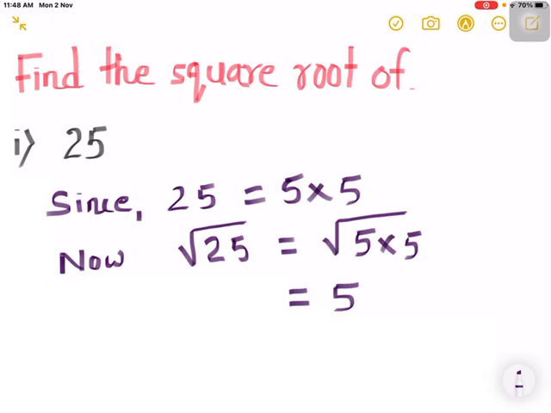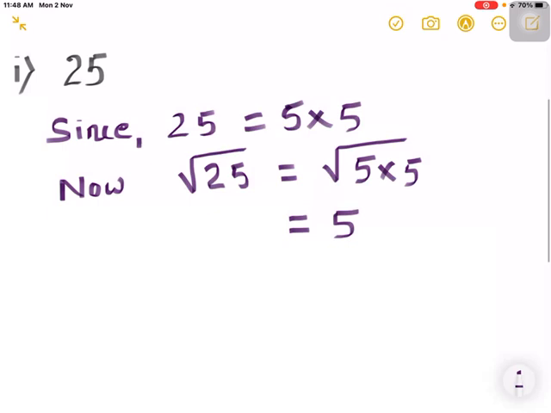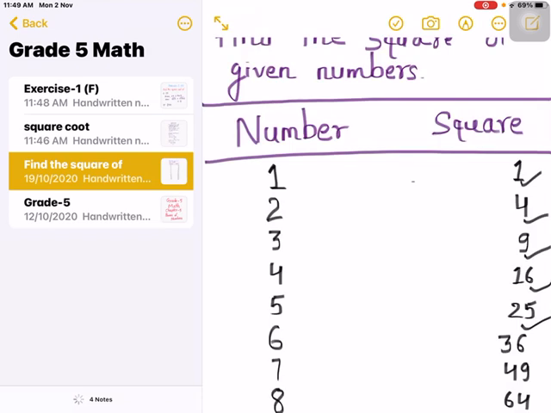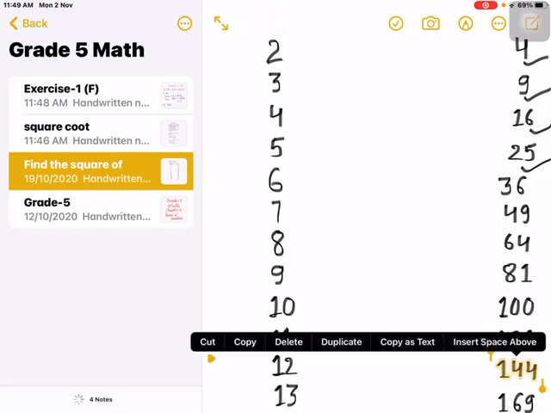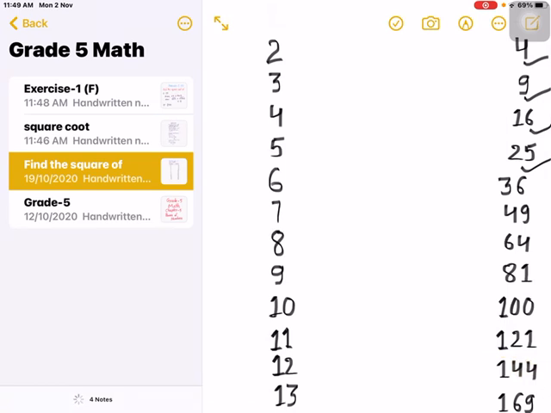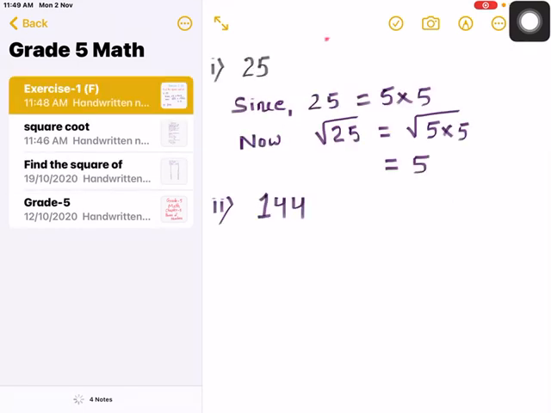So let us go to question number 2 of our textbook. In question number 2, it is given 144. We have to find out the square root of 144. So how? As we have found the squares of different numbers in our previous class, let's see here. See, the square of 12 is 144. Here you can see the square of 12 is 144. So here we can write this, 144.